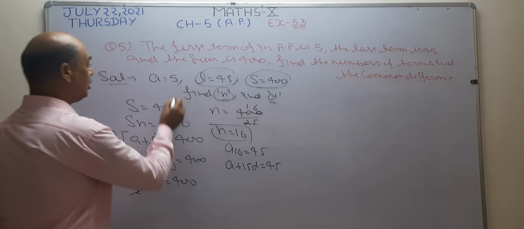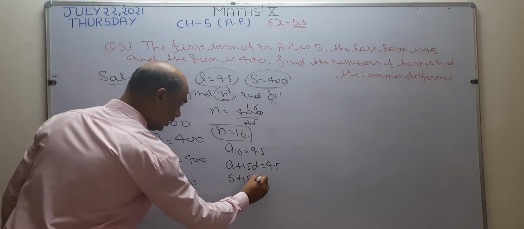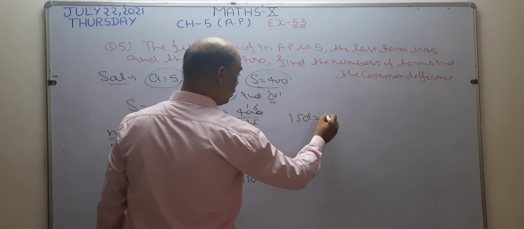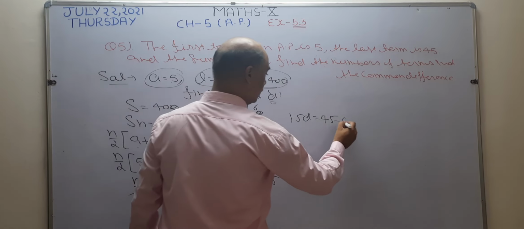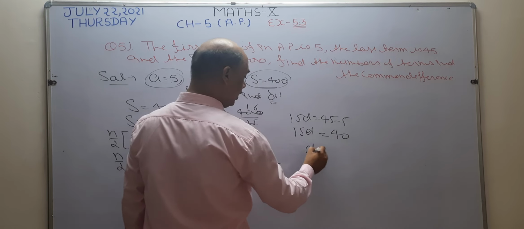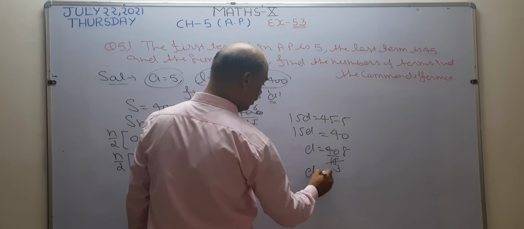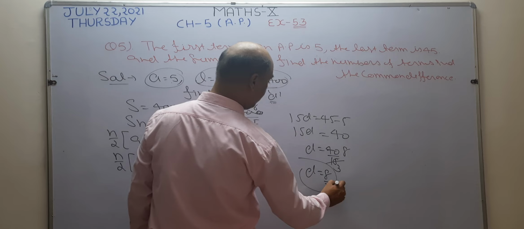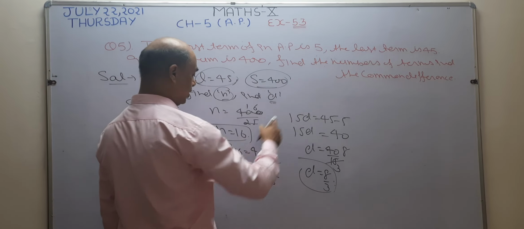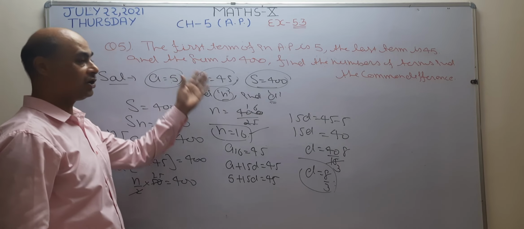Okay. Now the value of a is given, 5. Right here 5 plus 15d equal to 45. So 15d is equal to 45 minus 5. 45 minus 5 becomes 40. So the value of d becomes 40 by 15. 5 6s are 30, 5 8s are 40. So the value of d becomes 8 by 3. So the common difference of the given question is 8 by 3. And how many terms are there? 16 terms are there. This is the answer of this question number 5. I hope it is clear now.